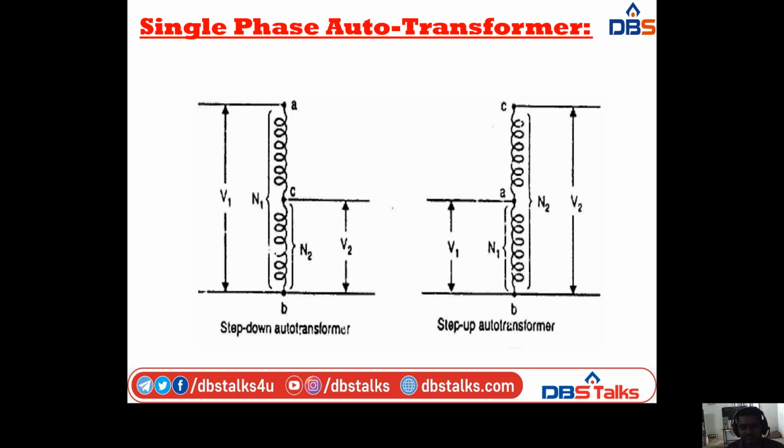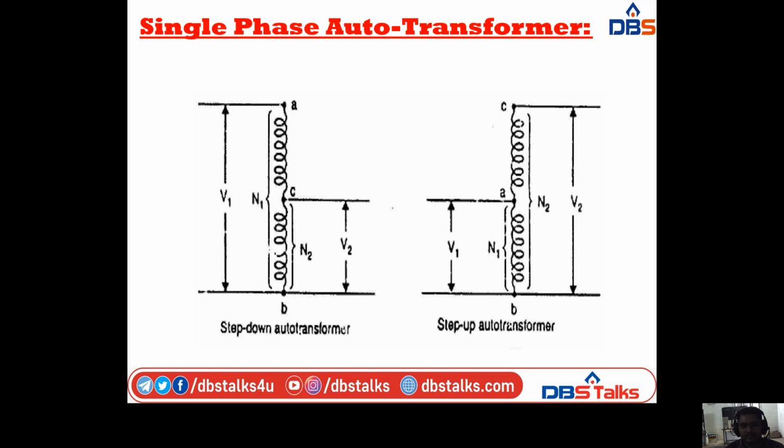In this one I am using a central point for the single winding, taking the turns N1 and N2. Actually we have a single winding only, and it is divided into N1 and N2, and we have supply voltages V1 and V2.